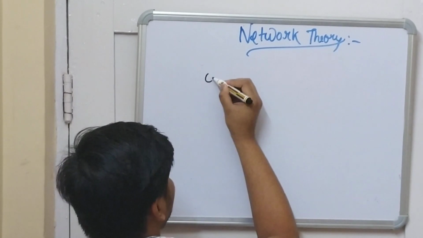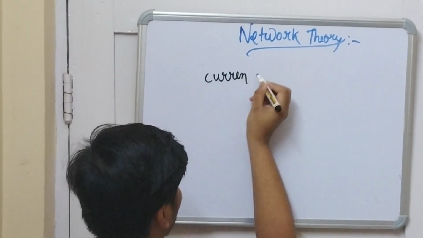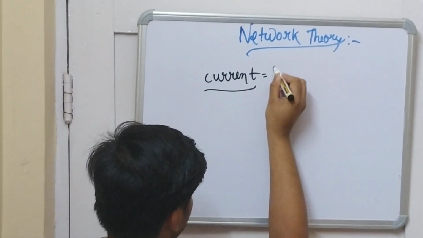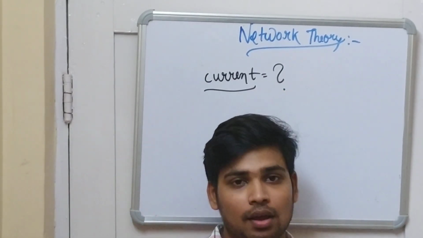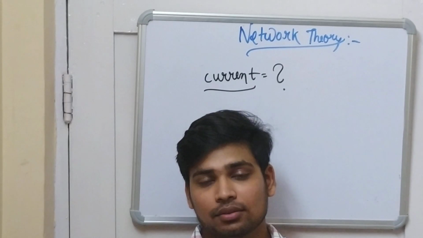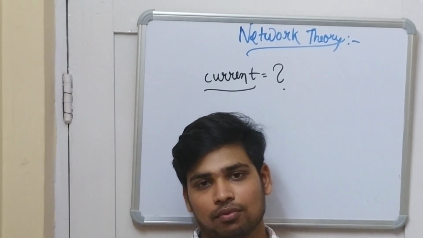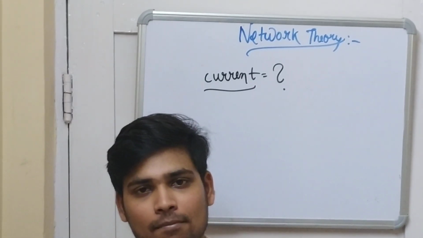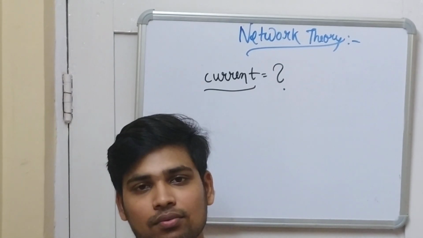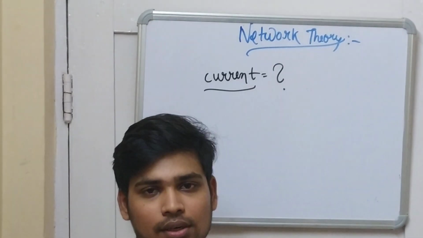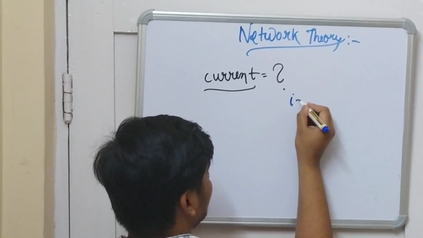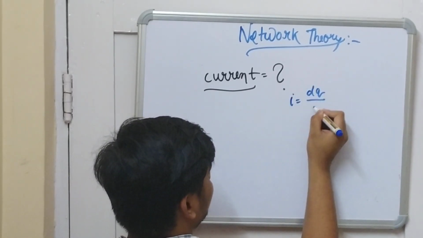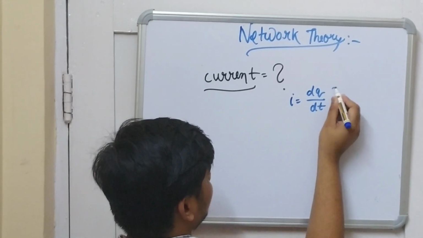Now what is a current? It is the rate of change of flow of charge. Current is the rate of change of flow of charge.